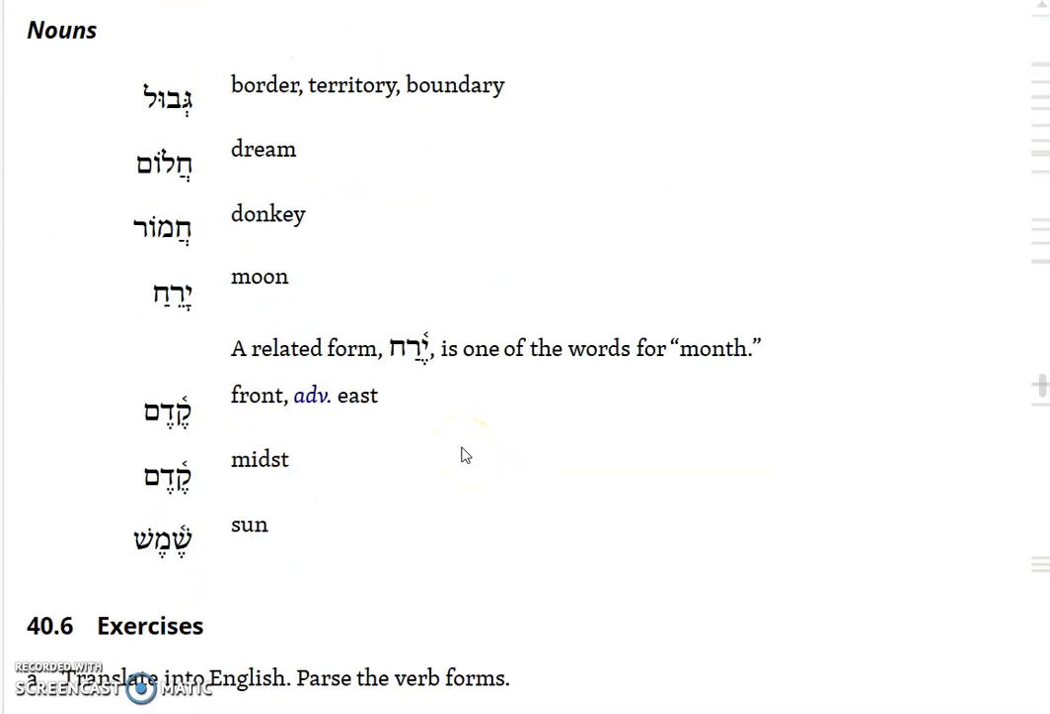Noun forms. You have gevul, which means a border, a territory, or a boundary. It can mean the border between one place and another, but it could mean the entire border and hence the whole territory. And then chalom is a dream. And then chamor is a male donkey.